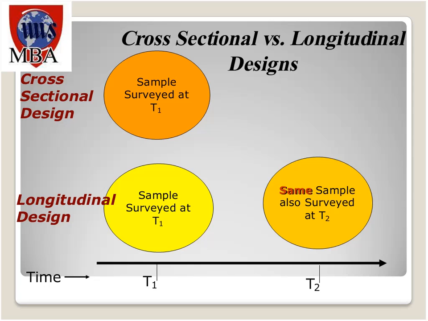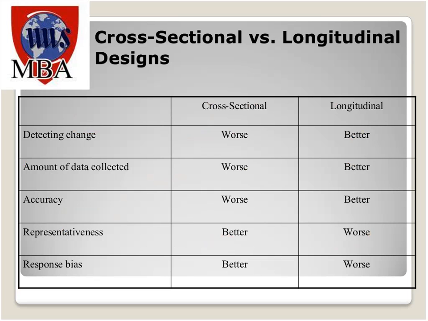So if you want to make a comparison between cross-sectional and longitudinal, for detecting changes, longitudinal is better in terms of accuracy, amount of data collection, and detecting changes. If you want to do something more accurately, you should do longitudinal. And cross-sectional is better in terms of responsiveness and response bias. Of course, when you do a cross-sectional study, responsiveness is better because it is not over different times.